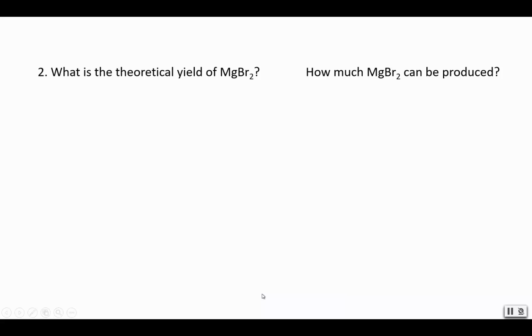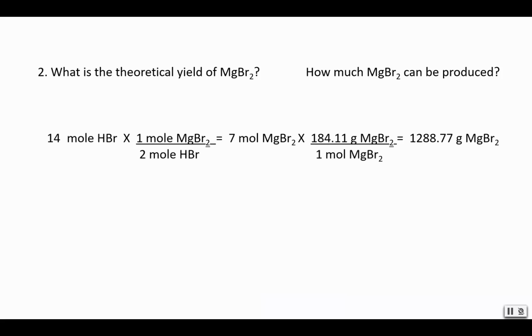So I'm going to answer question number 2. It's the theoretical yield of magnesium bromide, or how much MgBr2 can be produced. I need to use the information of the limiting reactant. I'm going to ignore now the information of the other reactant because it's in excess. So remember, the limiting reactant determines how much product can be formed, and the maximum amount of product it can form is going to be 1,288.77 grams of magnesium bromide. So that is the theoretical yield that was determined by using the limiting reactant information.